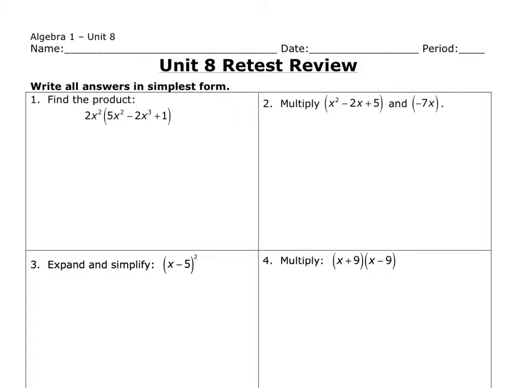All right, Unit 8 retest review. First question, we're finding the product. So this 2x squared in the front multiplies each term on the inside of the parentheses. Here we go. 2x squared times 5x squared.